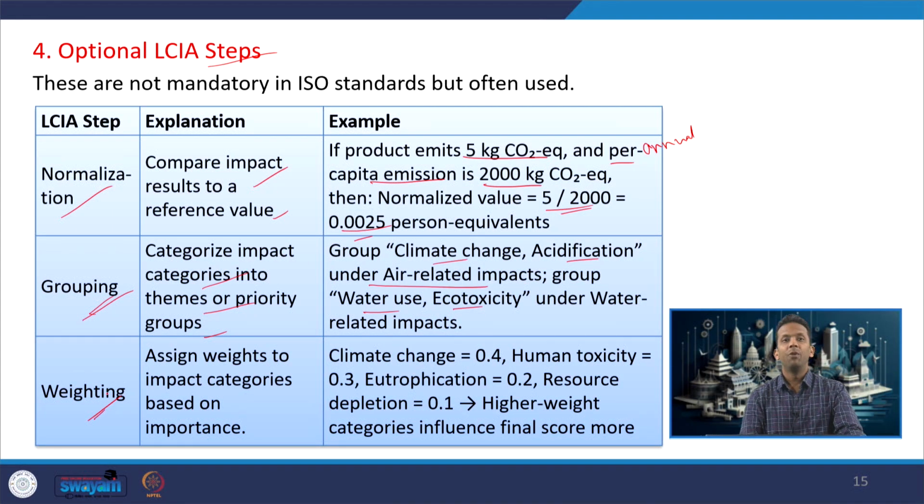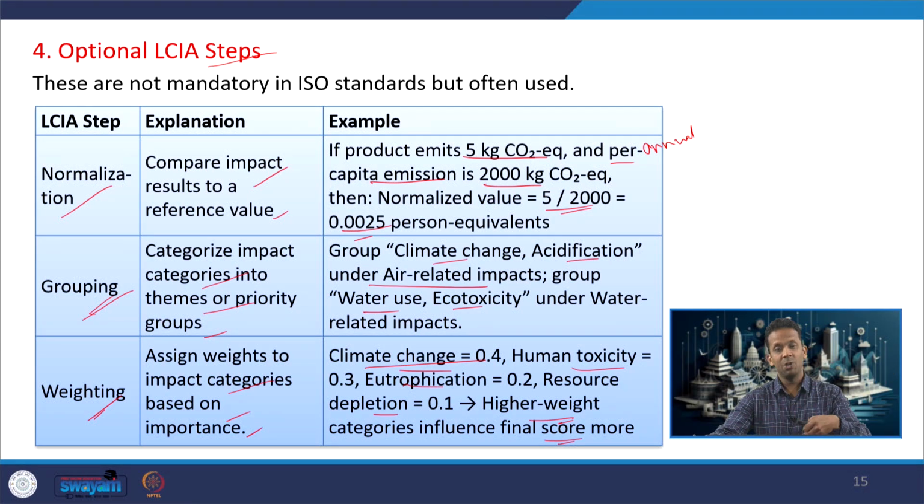The last is weighting. Assign weights to impact categories based on importance. Again, now this clearly depends on the purpose of LCA and the target audience. If the LCA is being done to get the environmental compliance or to show that we care about the environment, then the climate change would be given the higher weightage compared to human toxicity, eutrophication, resource depletion, because higher weight means the final score would be influenced more by that particular category.